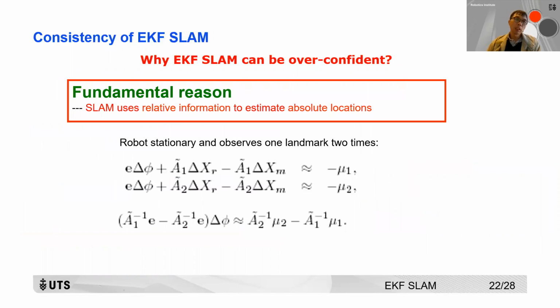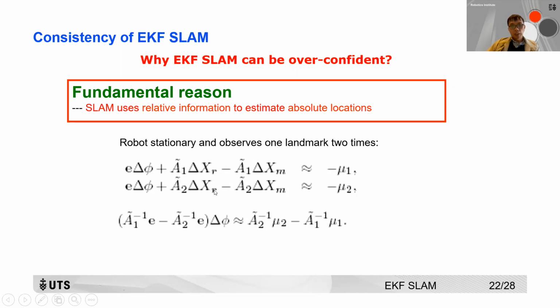So for some detailed analysis about extended Kalman filter SLAM, we use Jacobians and get some formulas like this. This A1 tilde and A2 tilde are Jacobians, evaluated at slightly different positions. So if we have two measurements and after linearization, we will get something like this. Because in EKF, we estimate the Jacobians at different positions, this A1 tilde and A2 tilde are slightly different.